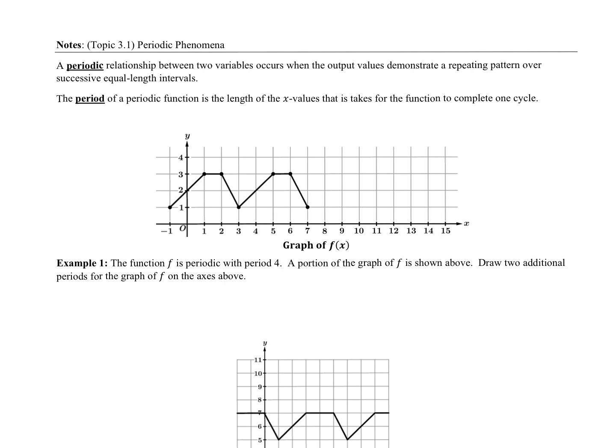All right, example 1. Here we go. The function f is periodic with period 4. A portion of the graph of f is shown above. Draw 2 additional periods for the graph of f on the axis above. So on this one, it says it has a period of 4. A period is a cycle that happens over and over. Do you see how it's happening over and over from -1 to 3 and then 3 to 7 and so forth? You see how it's a gap of 4 for my x values?